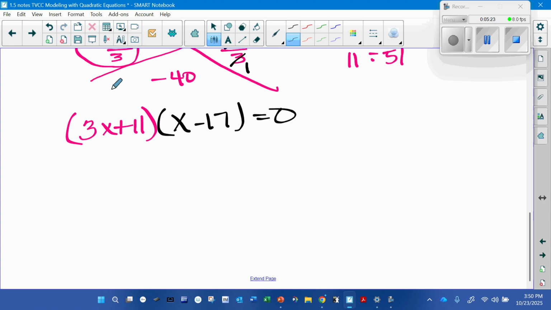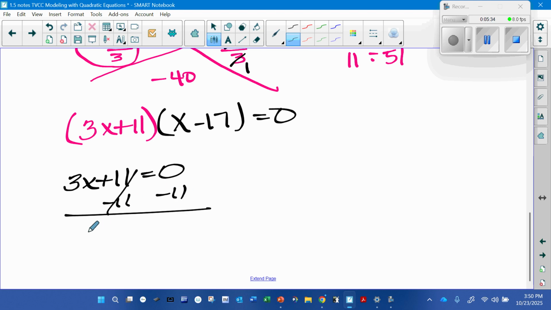So now, just like the last section, we're going to take each piece. So you get 3x plus 11 equals 0. So subtract 11. So 3x equals negative 11 and divide by 3. You get x equals negative 11 over 3.